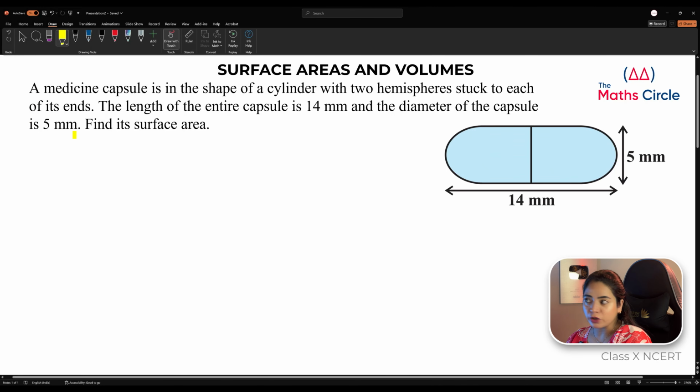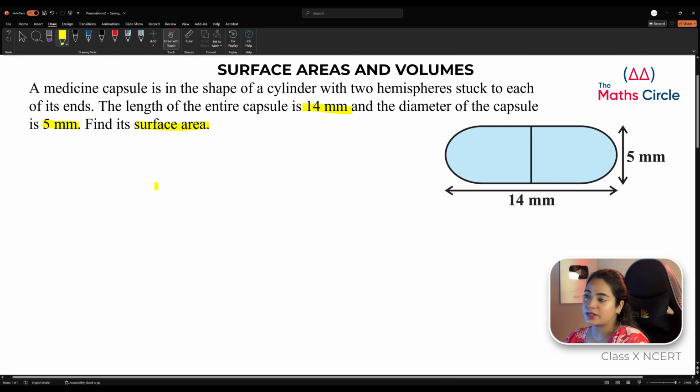So today I am going to show you the solution of this problem which is taken from NCERT class 10th chapter Surface Areas and Volumes. A medicine capsule is in the shape of a cylinder with two hemispheres stuck to each of its ends. The length of the entire capsule is 14 mm and the diameter of the capsule is 5 mm.